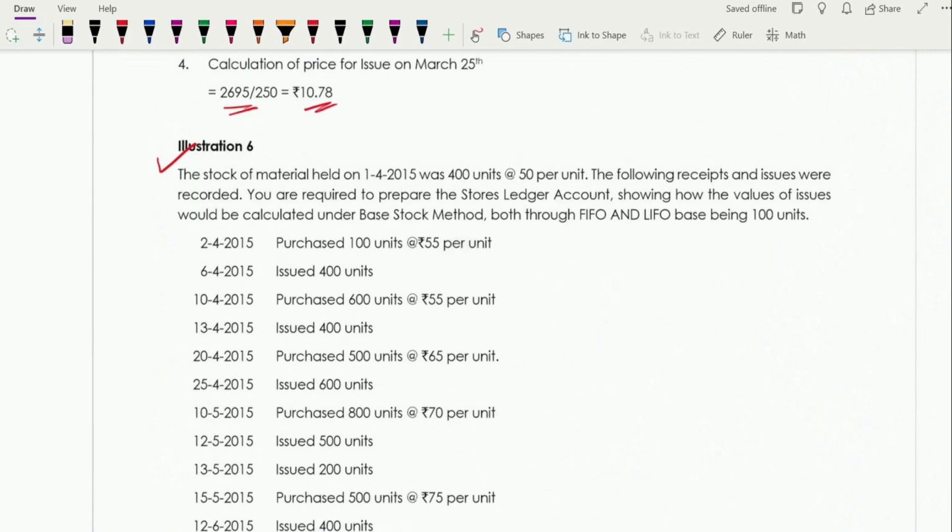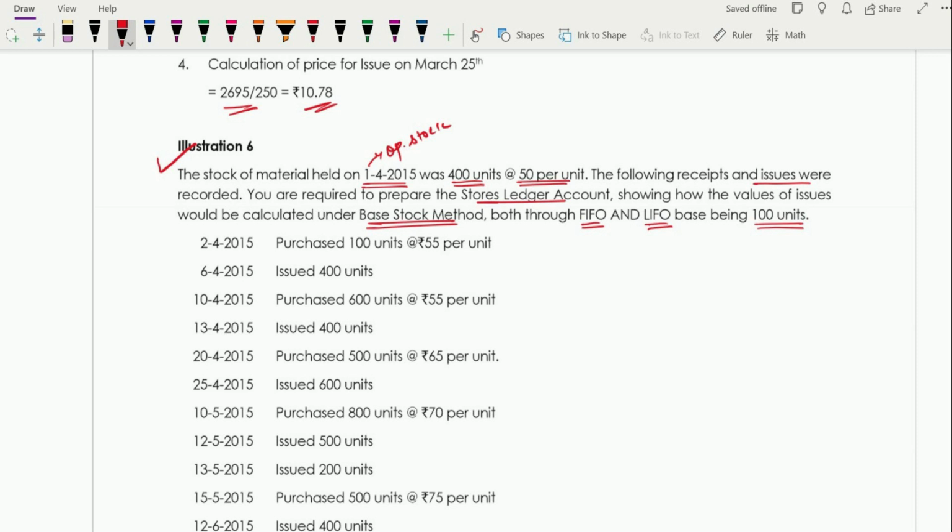The stock of material held on 1/4/2015, that means this is the opening stock that is given to you, was 400 units at the rate of 50 per unit. The following receipts and issues were recorded. You are required to prepare the store's ledger account showing how the values of issues would be calculated under the base stock method, both through the FIFO method and the LIFO method, base being 100 units. Now, what is this base? What do you mean by the base stock method?